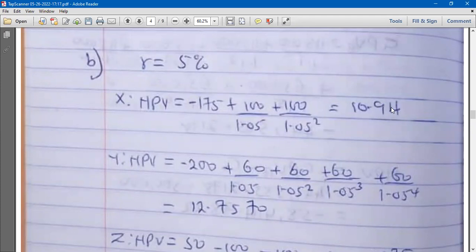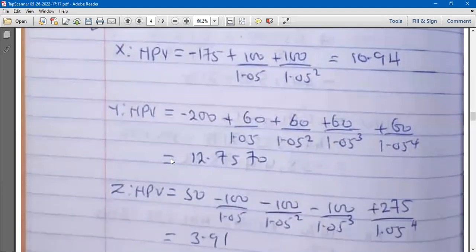So if it's 10.94, we just move to Y. For Y, the initial one was minus 200. The first year was 60, so 60 over the discounting factor to the power 1. Then the second year, 60 over the discounting factor to the power 2. The third year, Q. Then the fourth year to the power 4. When we simplify this, hopefully we are getting 12.7570. This is the NPV for Y.